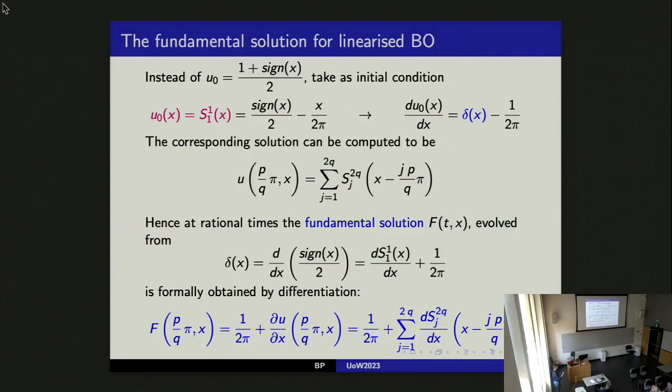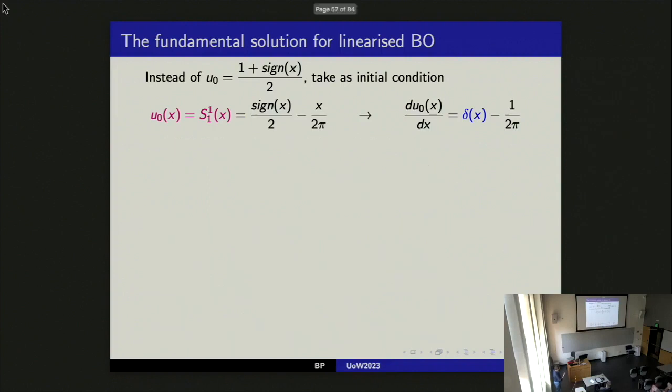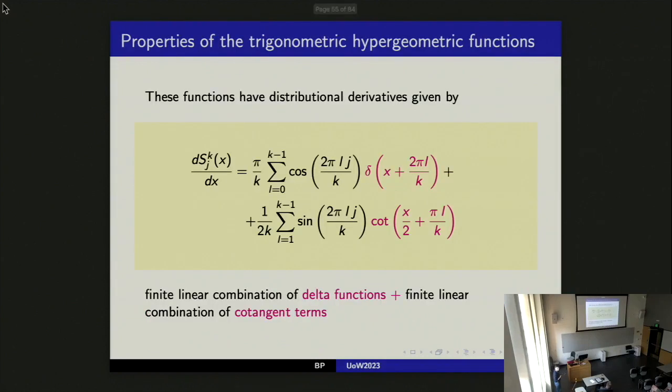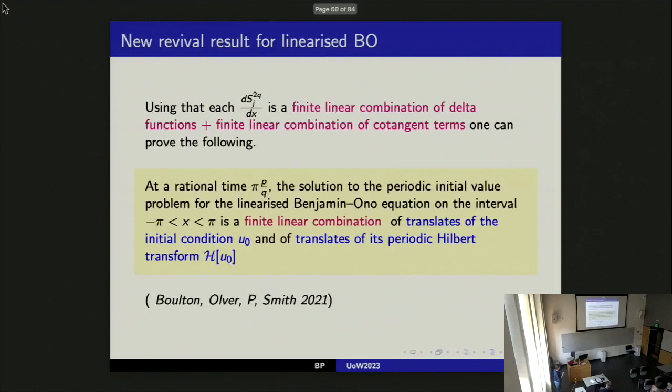So now this is independent of the initial condition I use. But if you take the convolution and remember what these derivatives look like, they look like delta functions and cotangent terms. And so if you take the convolution of that with u0, that will give you your solution at any time, but at time that is a rational, that formula is only valid at rational times.